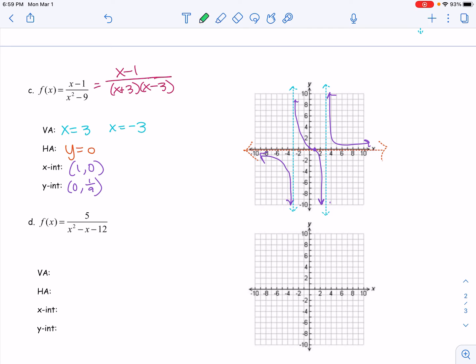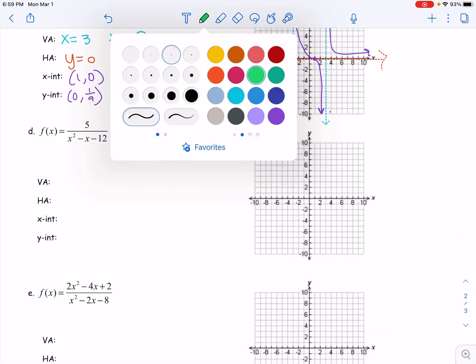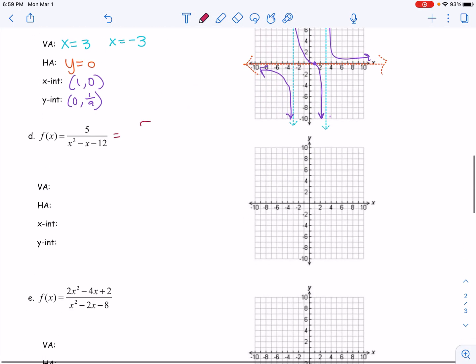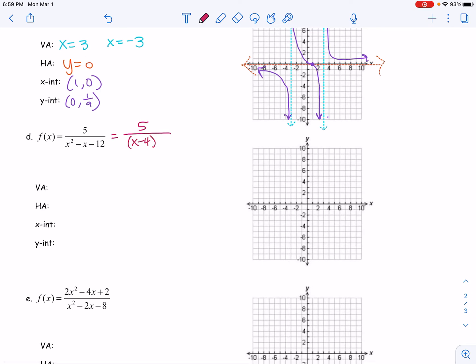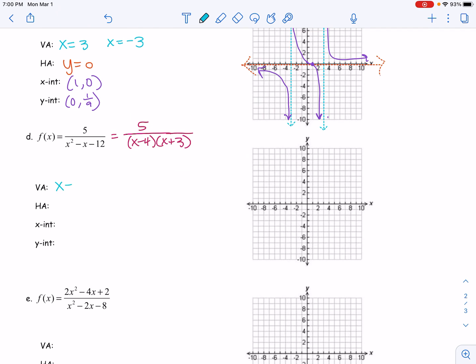All right, let's try it again. This time, we don't need to factor our numerator, but we do need to factor our denominator. So, I have 5 over, what are factors of negative 12 that add up to negative 1? Negative 4 and positive 3. So that means my vertical asymptotes are going to be at x = 4 and x = -3.